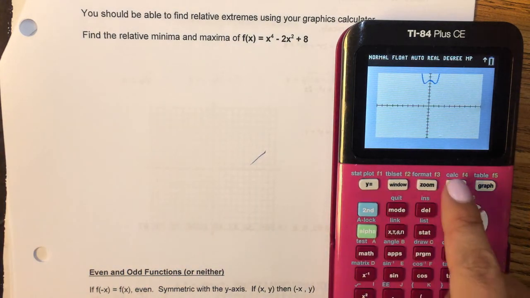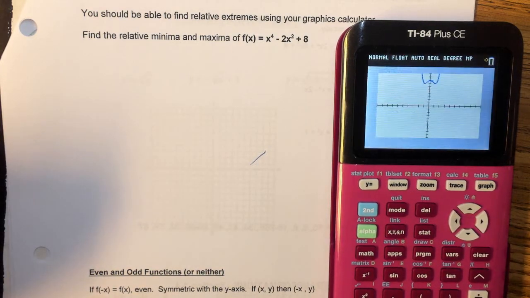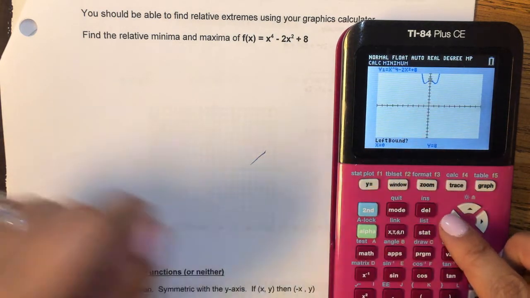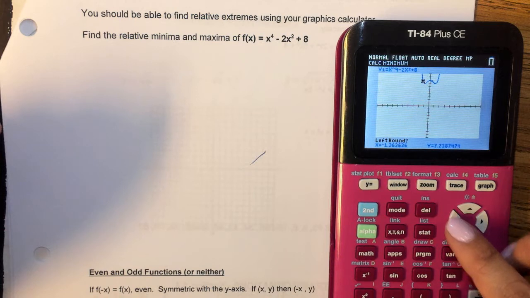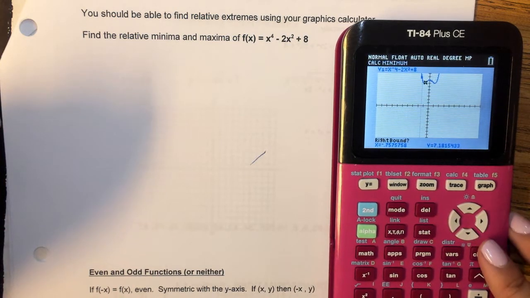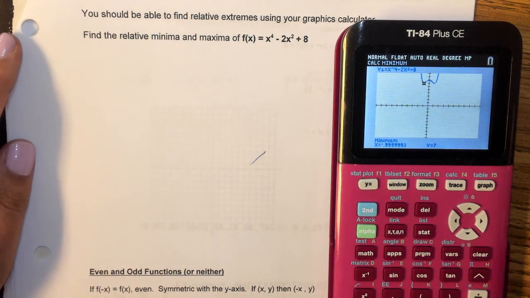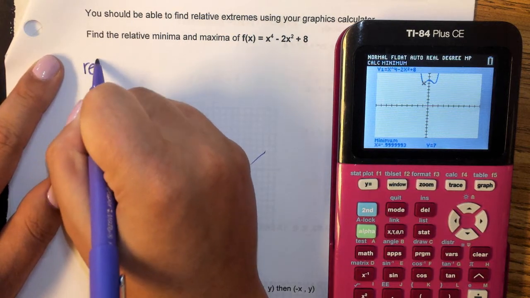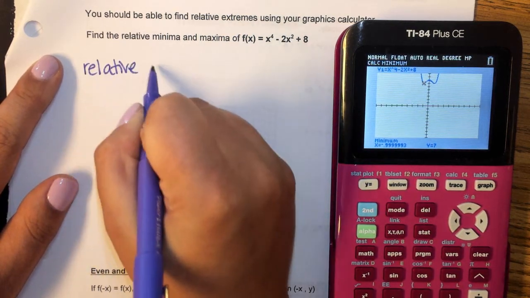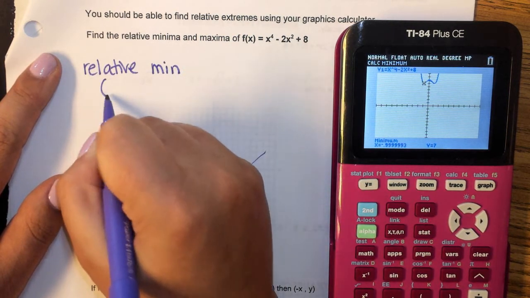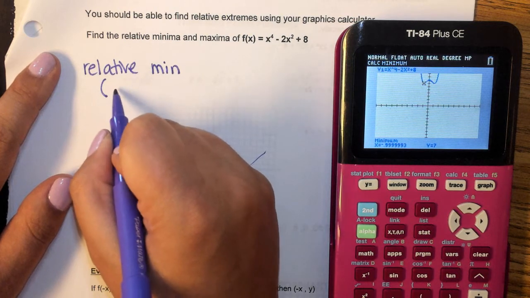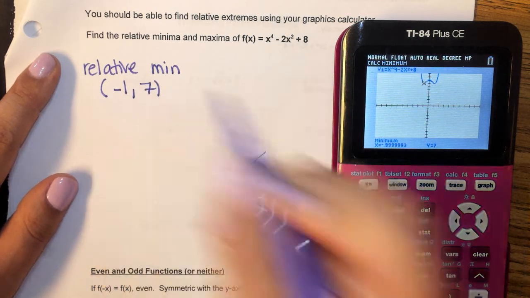So if I go to second trace minimum, let's do this pit on the left side. So I click to the left of the pit, to the right of it, and then I click enter. So it looks like I have a relative minimum at that coordinate. Well, it's about -1, 7.